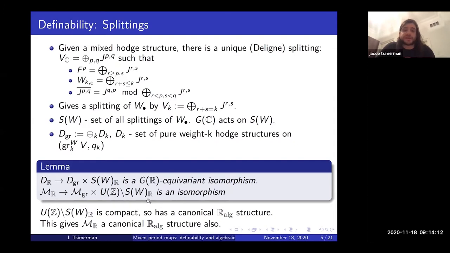Now this quotient is in fact compact because W sub R is just a U_R torsor, and U is a unipotent group. So its real points, mod its integer points, is just a bunch of extensions of circles. So that's got a canonical RL structure. We've already put an RL structure on the graded moduli, M sub graded, just a product of a bunch of the pure moduli spaces. And so this product gives you a canonical RL structure on your locus of mixed Hodge structures which are real split. So that's how you handle that piece of it, by reducing to the pure case together with remembering this data of splittings, which is something very simple. It's some sort of Schubert-Grassmannian kind of thing.